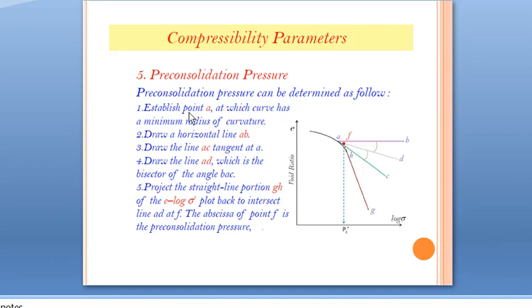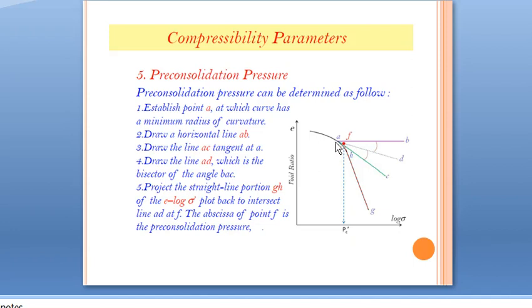First, establish a point A at which the curve has a minimum radius of curvature. Initially, on this curve we have to find out the point A. The point A is the point where curvature is minimum, and after reaching point A, the slope will have a linear variation like this. So point A is the point where the curve has minimum radius of curvature. First we locate point A on the curve. So this is the point A.